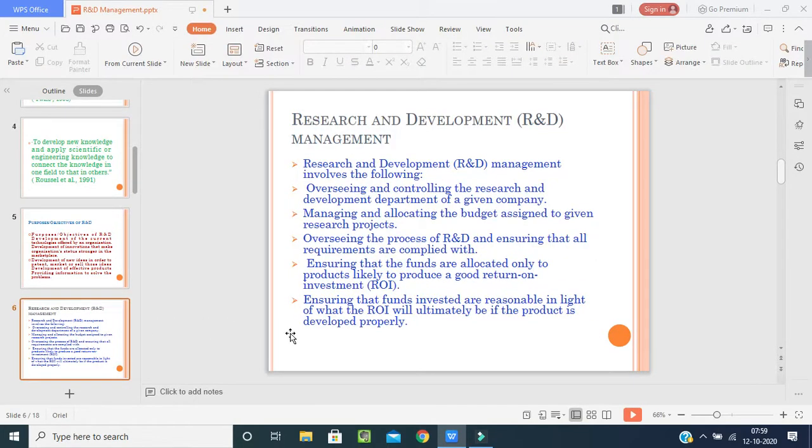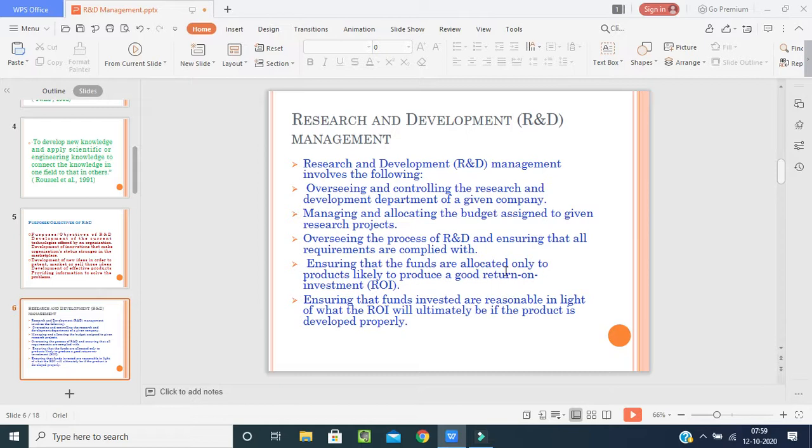Now we will go for the next, R&D management. What do you mean by R&D management? Research and development managers involve the following things which are there on the screen. See, overseeing and controlling the research and development department of a given company. Whenever a company is given to the research persons, they will do the overseeing and controlling of the research and development. That means they will see the inner and external things and the controlling. So they will go for it.